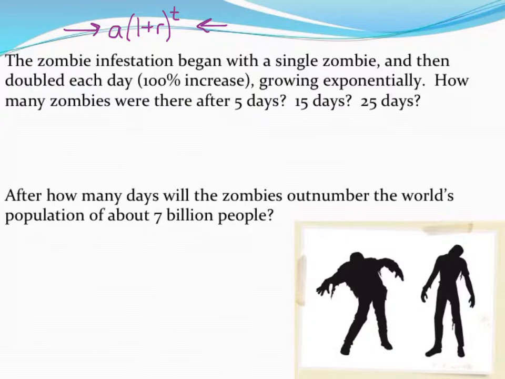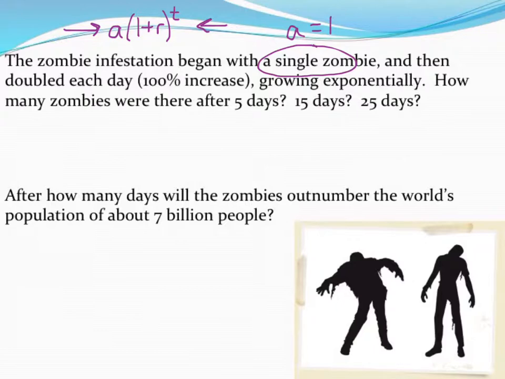So let's go ahead and take a look at this example and get some numbers plugged into our model, and go from there. So we're starting with a zombie infestation, always a good way to represent exponential growth. It says the zombie infestation began with a single zombie. So there's some important information that tells me my initial value, the A, is going to be 1 in this case. And then doubled each day.